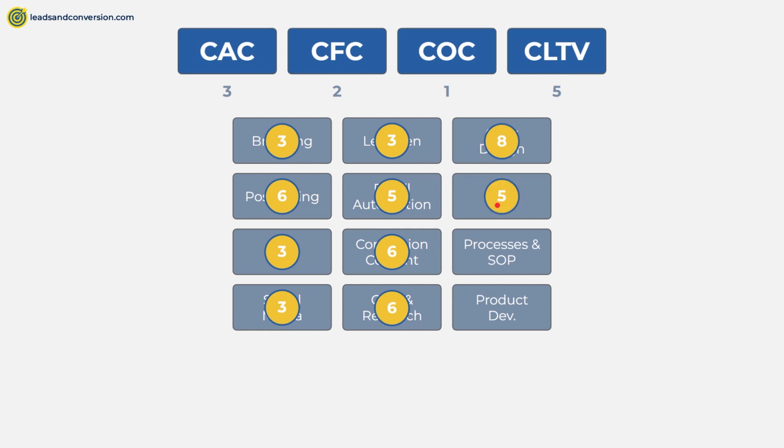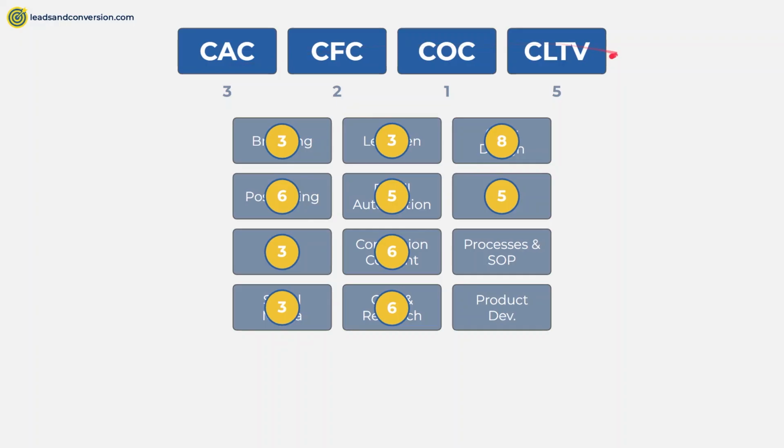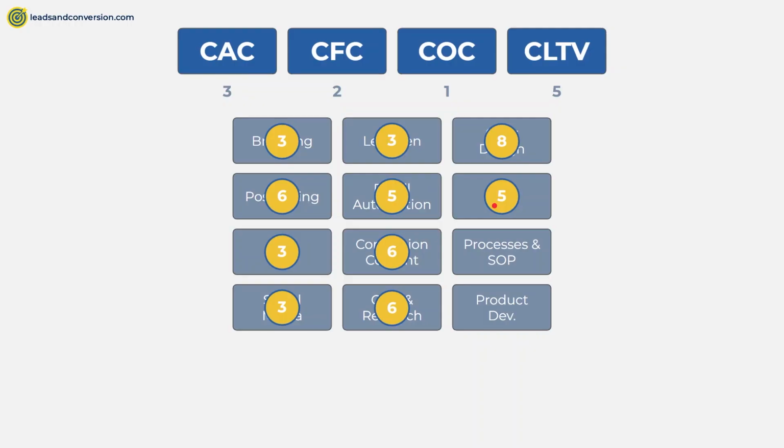Then we have sales. Sales is a 5 because it lowers the customer acquisition cost for sure. Like using salespeople to close a deal, it decreases the customer acquisition cost. And it will increase also the customer lifetime value, because in the moment you use salespeople to sell additional services, we can take 2 points from here and give it to sales. So 3 plus 2 is 5.